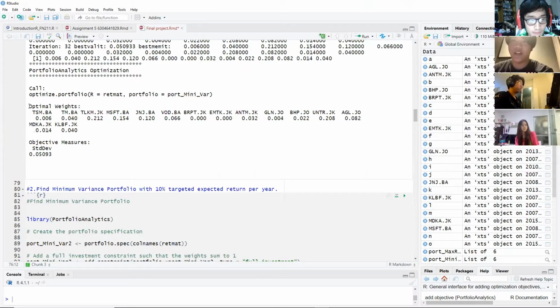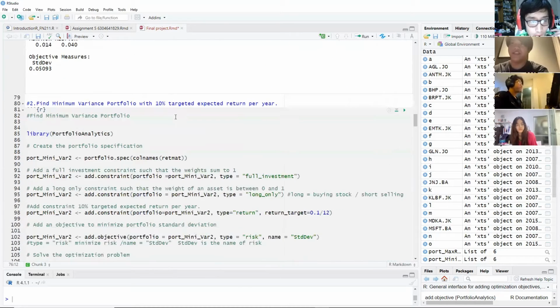Here's our stocks, and the number under each stock is the investing ratio. All the numbers have to combine to equal 1. And the objective measure is the standard deviation, which is equal to 0.05, which is 5% risk.